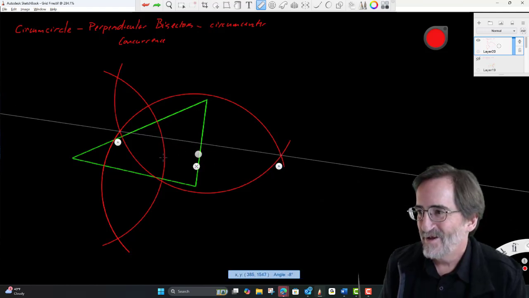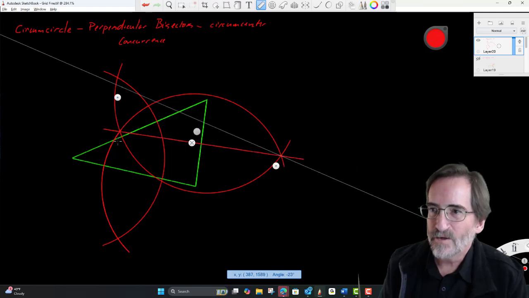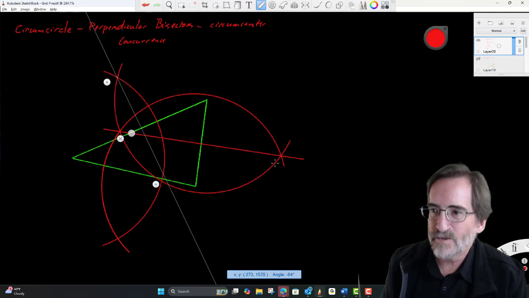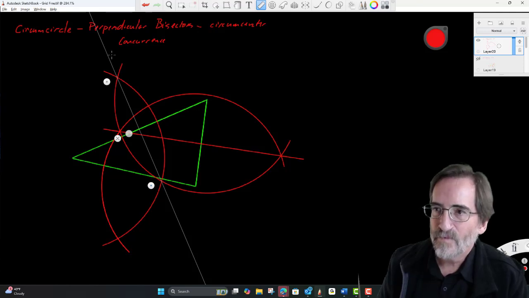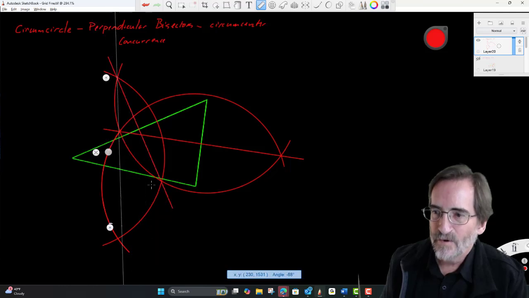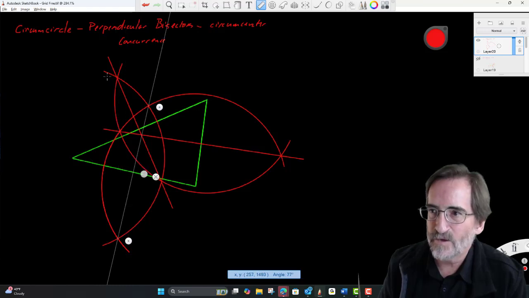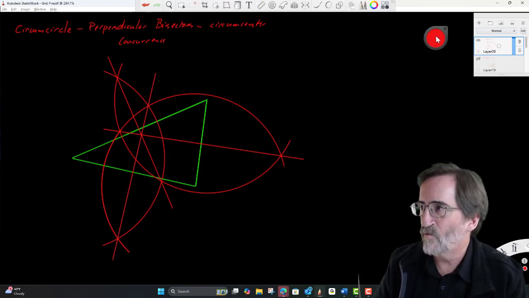Okay. There we go. So there's the perpendicular bisector of the shortest side. Let's go to this little football here. And we want to connect the tips of the football. Okay. There's the perpendicular bisector of the long side. And the perpendicular bisector of the medium side. Connect the tips of the football here. And again, you'll notice they're all concurrent. They all meet at one place.